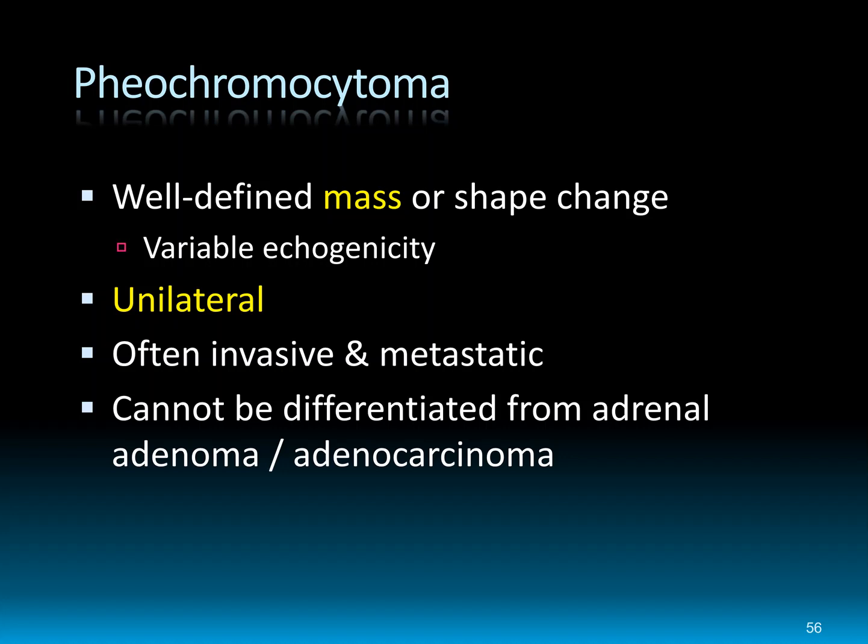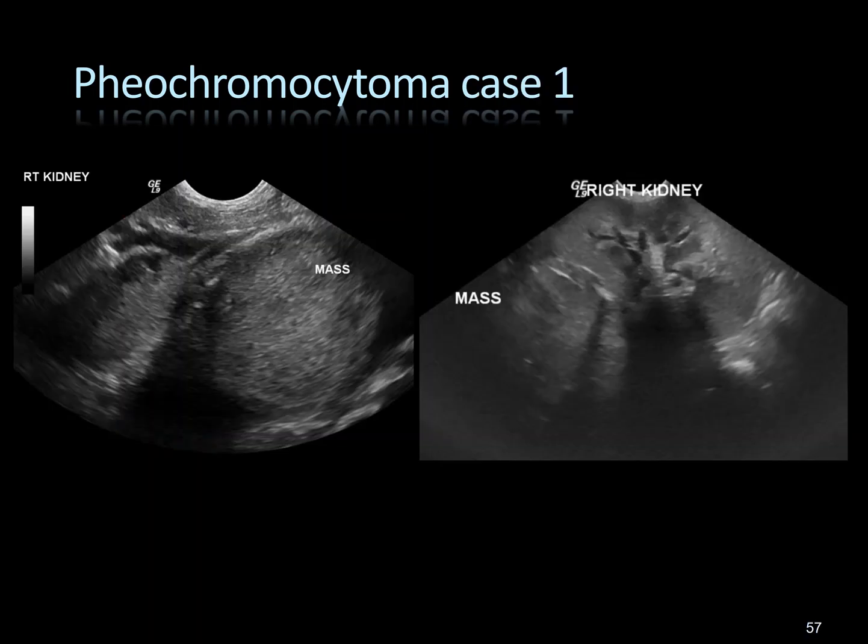So they're often invading vessels, they're often metastatic, but at the end of the day, you really can't differentiate these from adenomas or adenocarcinomas, especially adenocarcinomas with the invasion side, with ultrasound. You're going to need other means, which usually means taking the adrenal gland out with surgery.